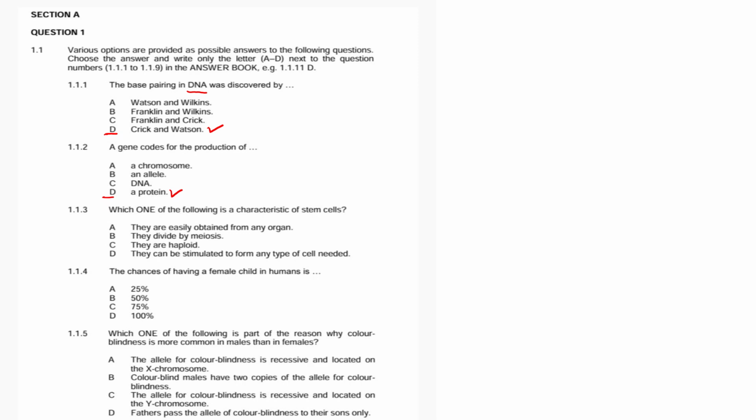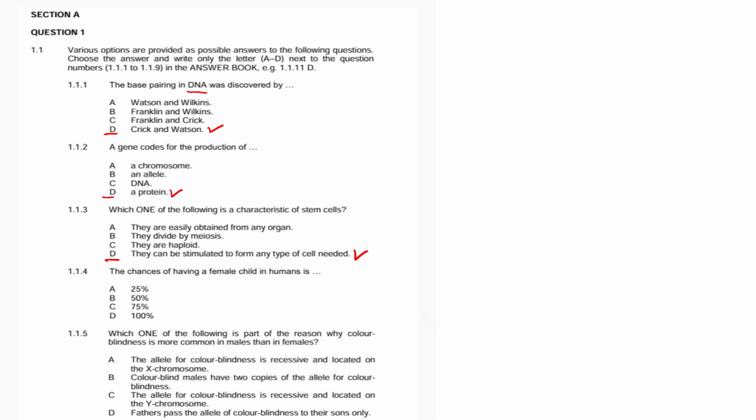Now 1.1.3: which of the following is a characteristic of a stem cell? They can be stimulated to form any type of cell needed. D, right, it is the correct option. So when we're talking about a stem cell, they can be stimulated to form any type of cell needed. So D is the correct option.